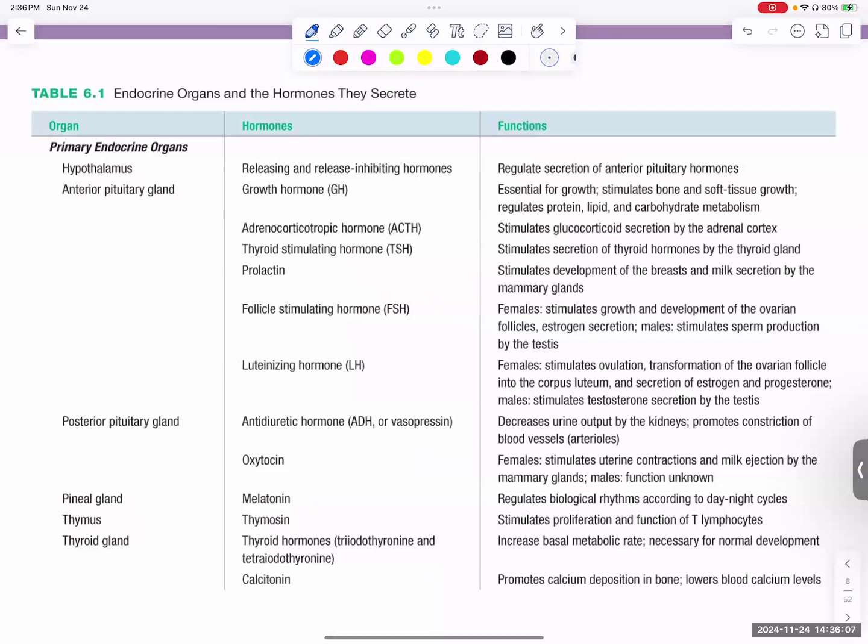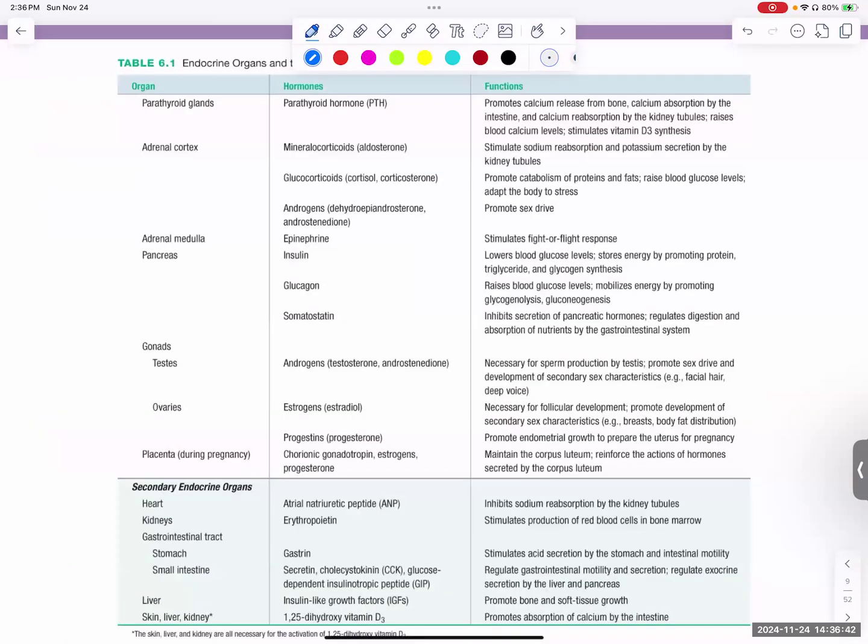Here are the endocrine organs, the really kind of ones we went through. You have the hypothalamus, you have the anterior pituitary, posterior pituitary with antidiuretic hormone and oxytocin. Talked about the pineal, didn't really talk about thymosin, but it's aimed at boosting your lymphatic system. Thyroid, increased basal metabolic rate, cellular respiration. And then it gets parathyroid, adrenal gland. You're going to have the adrenal cortex and the medulla.